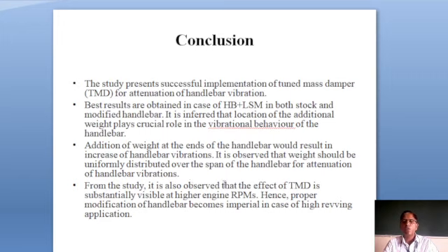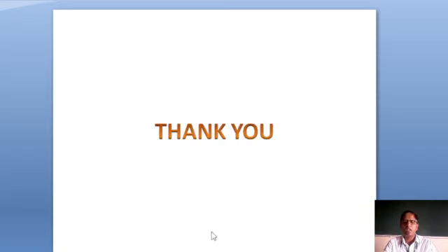From the study, it is also observed that the effect of the tuned mass damper is substantially visible at higher engine RPMs. As compared to lower RPMs, the results are better at the higher RPMs. So those riders who are constantly exposed to these vibrations at higher speeds and for a long period of time, for such riders, this type of modification becomes extremely important and essential. So this is the conclusion from this study. So thank you.